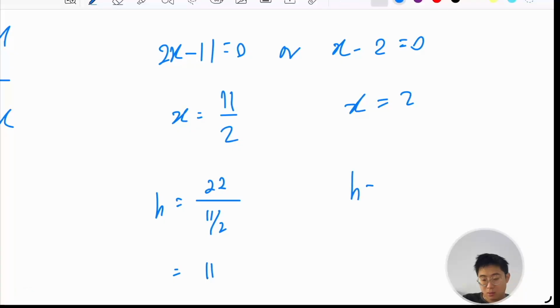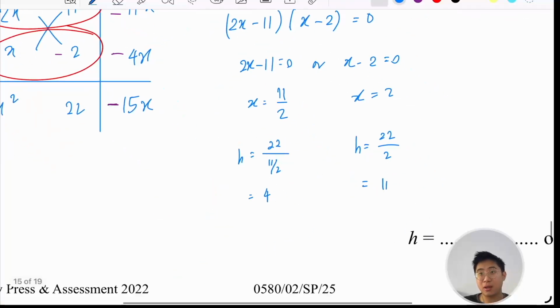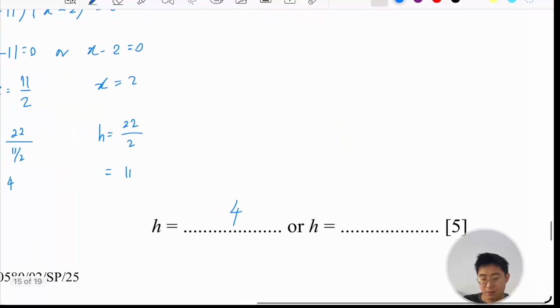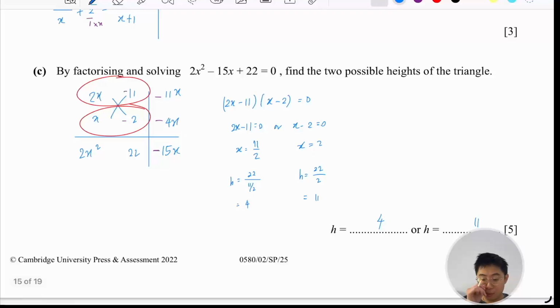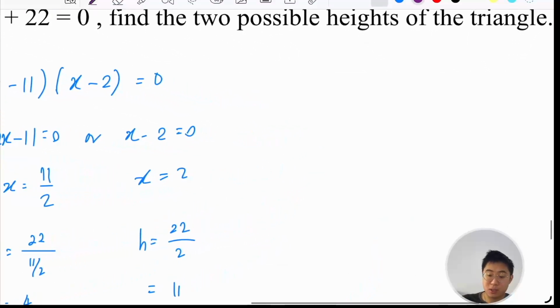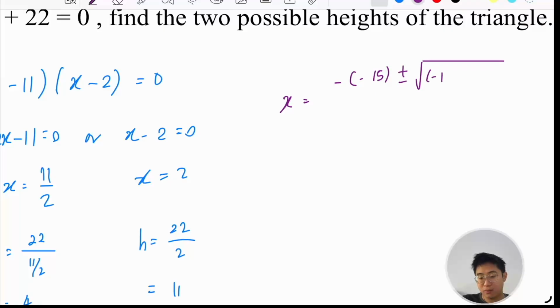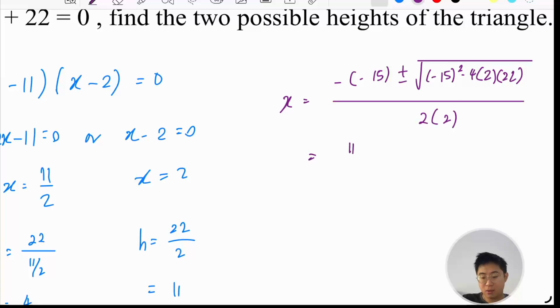And then h equals 22 over 2, 11. Wait. 2. No, sorry, this should be 4. Yeah, 4. Okay, so 4 and 11. That is how you get 5 marks. Okay, if you don't know this, it's really still completely okay to do the quadratic formula. Negative b, our b is negative 15, plus minus square root of b squared, so it's still negative 15 squared minus 4, a is 2, c is 22, okay? All this over 2a, which is 2 times 2. And you'll still get your 11 over 2 and 2 if you simplify that slowly, okay?